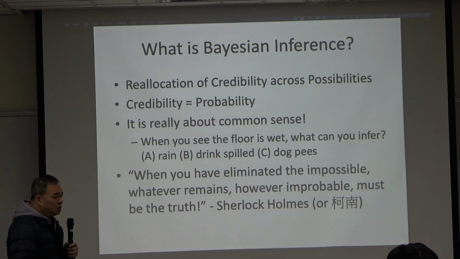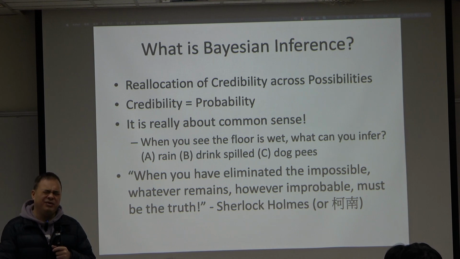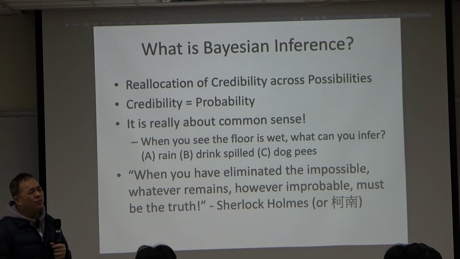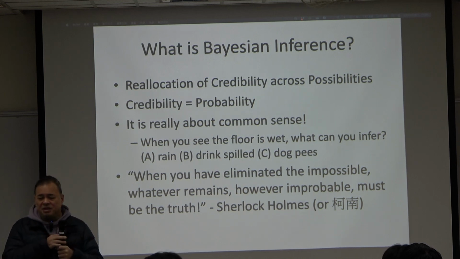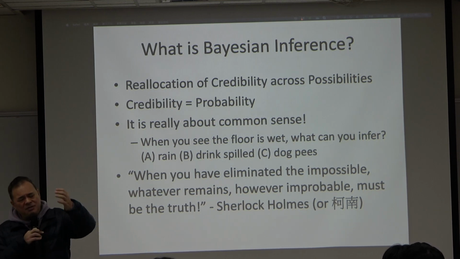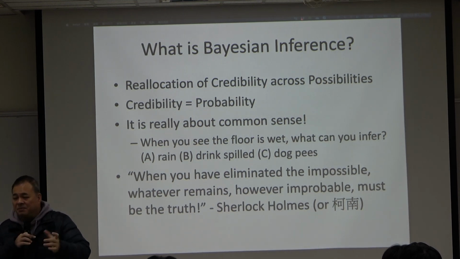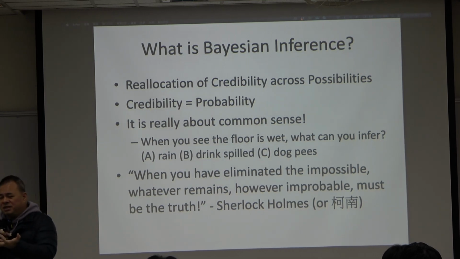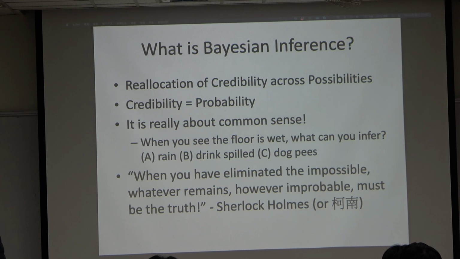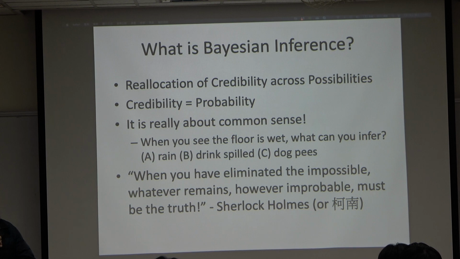So all these A, B, C are possible outcomes. When we say outcome, it seems to come after a certain event. But here we probably shouldn't use the term outcome; we should use cause. Because you see the floor is wet, this is the observation, and you have several ways to explain that.